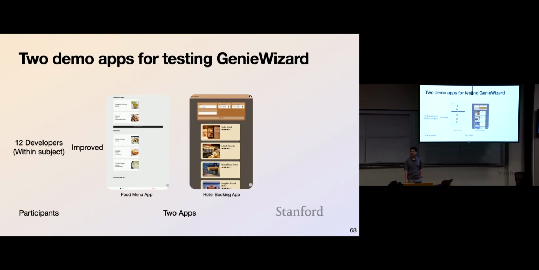One is a food menu app. One is a hotel booking app. And one of the tools is Genie Wizard, and one of them is just typical VS Code without the help of Genie Wizard. We actually had turned on Copilot for both of them, so that part is the same. There have been reviewers asking, what if you turn on Copilot? Does it help? It doesn't really help.